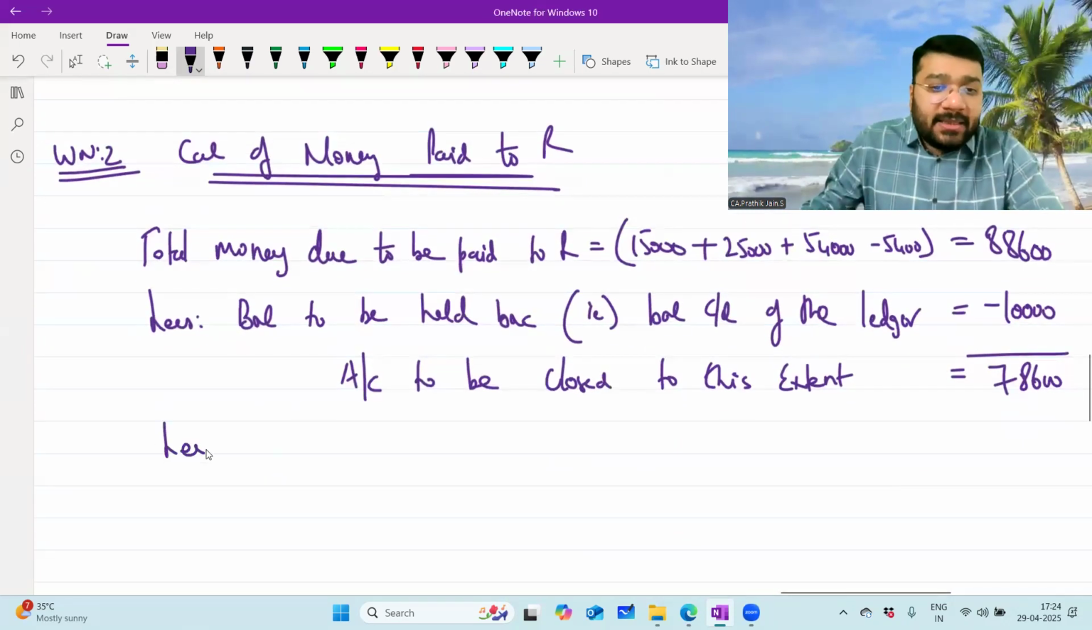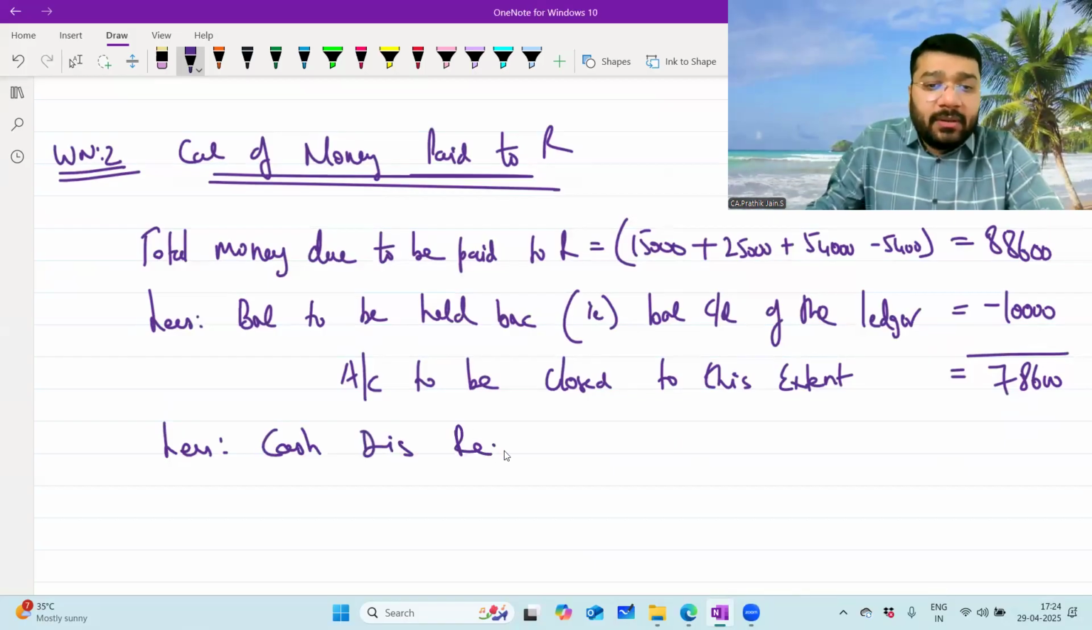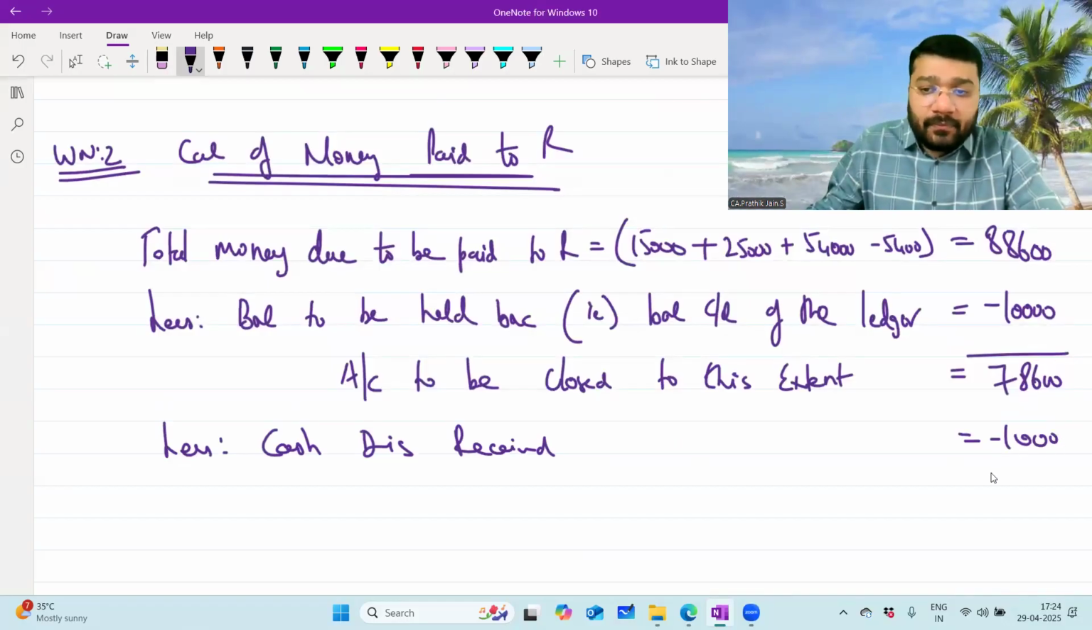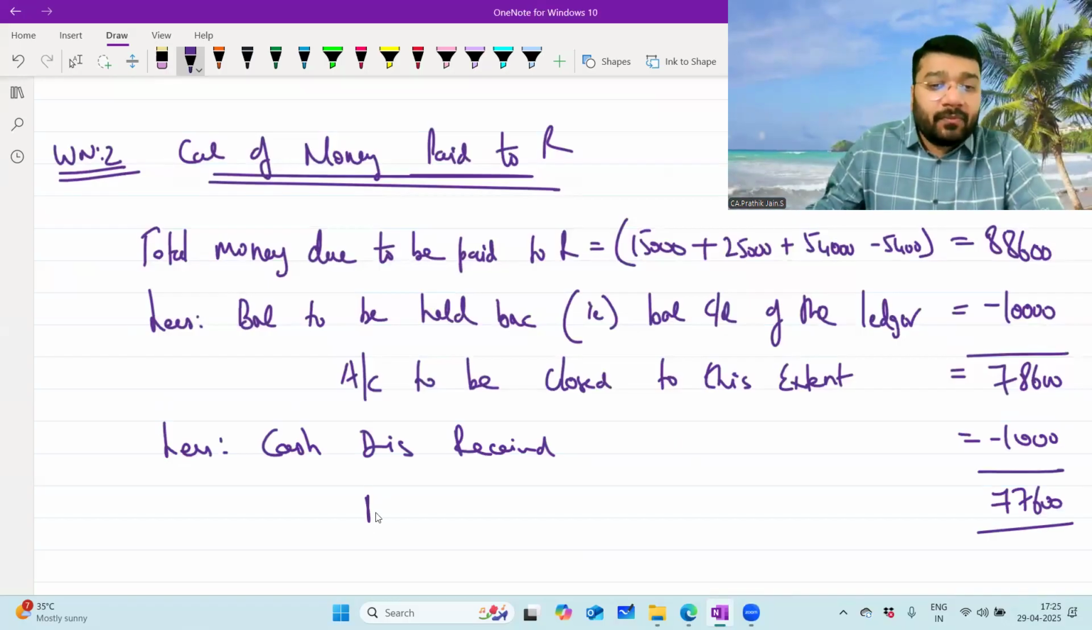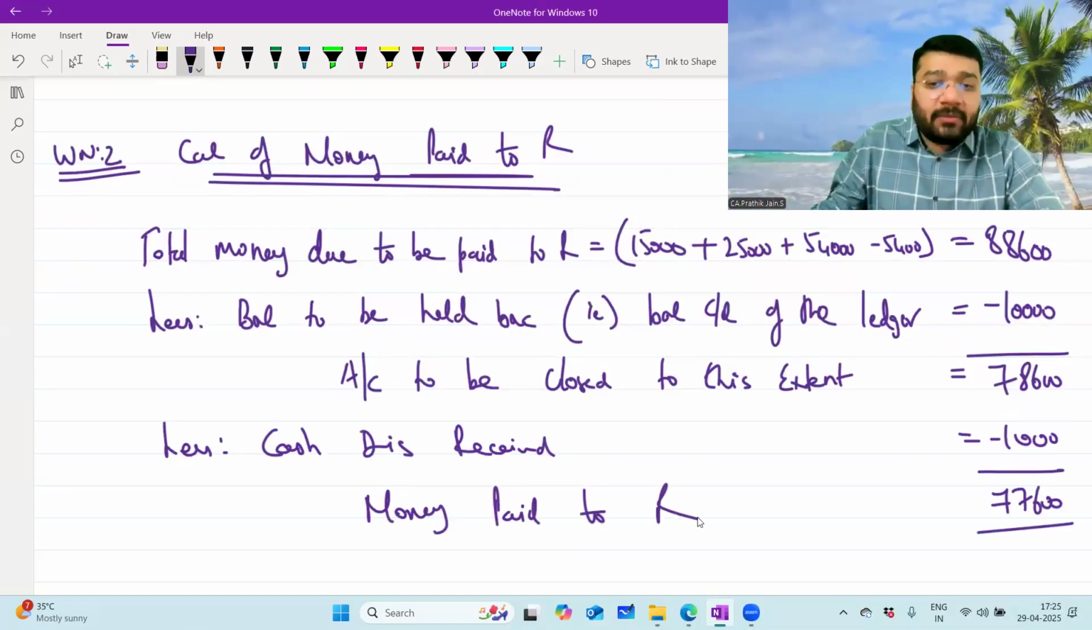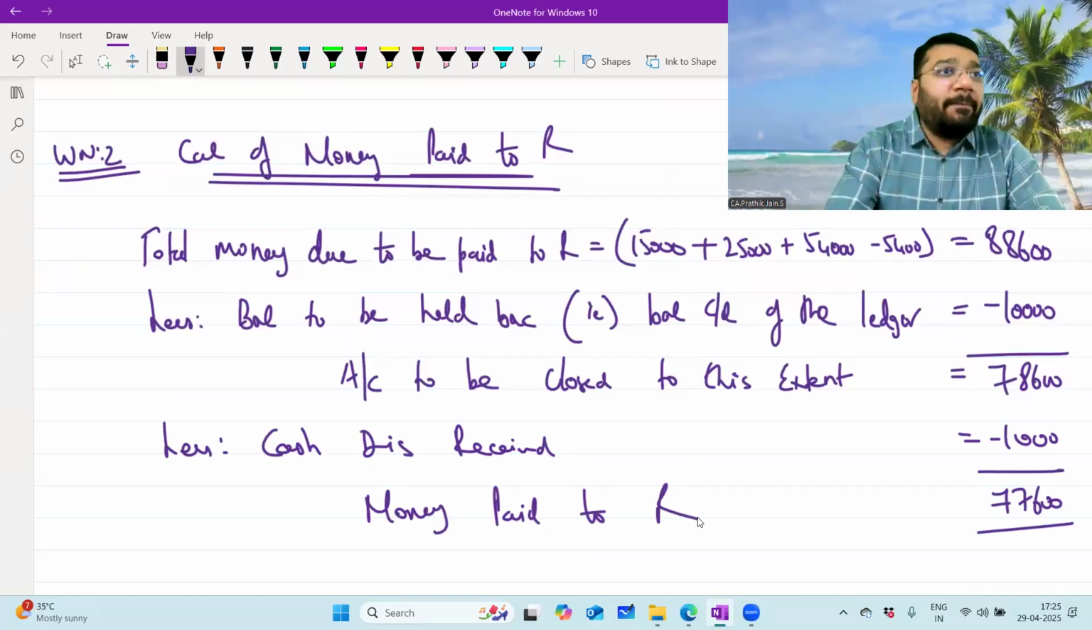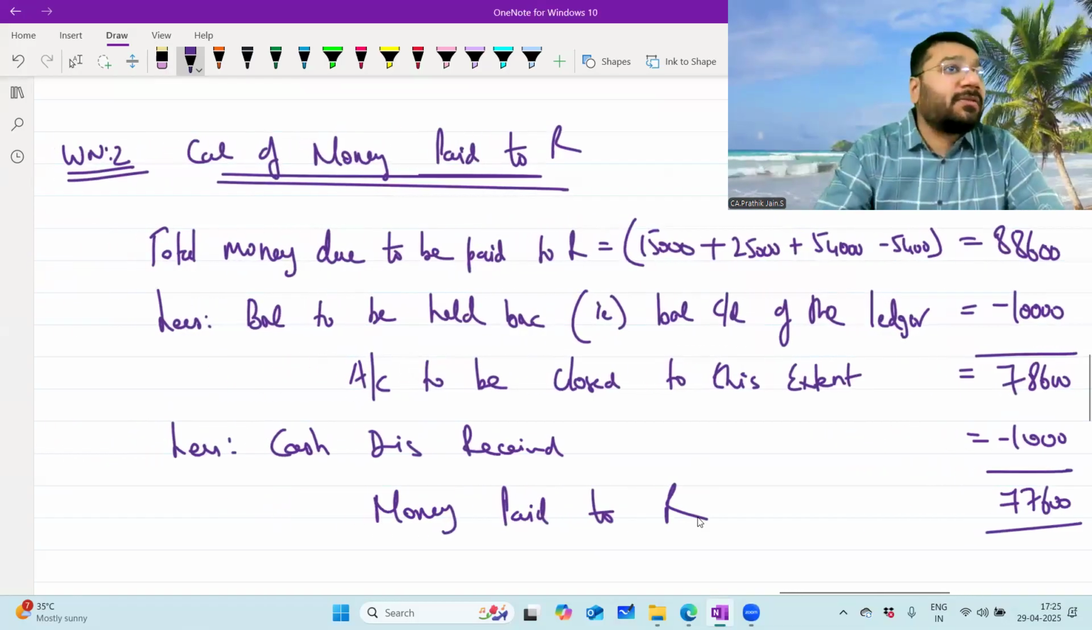In that, less cash discount received. How much? 1,000. Balance is 77,600. What is it? Money paid to R. Okay. Any problem in understanding this?